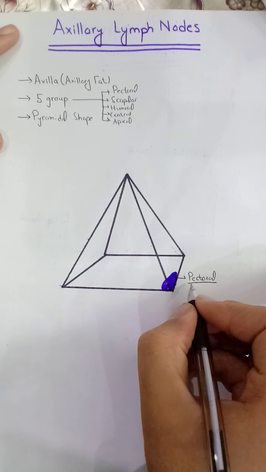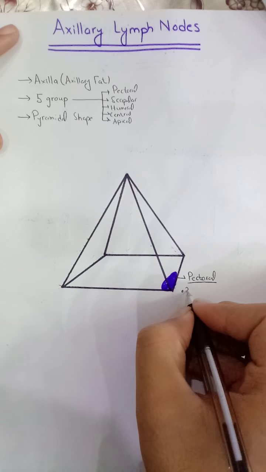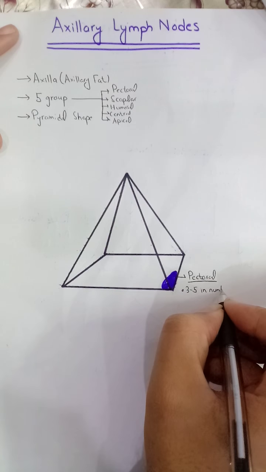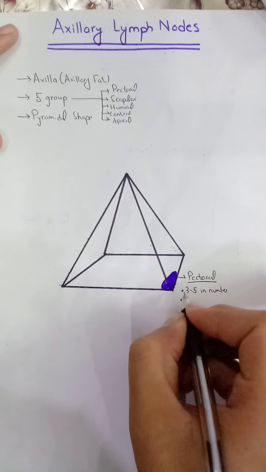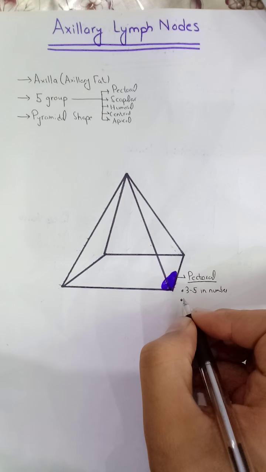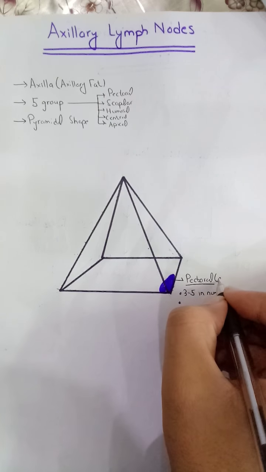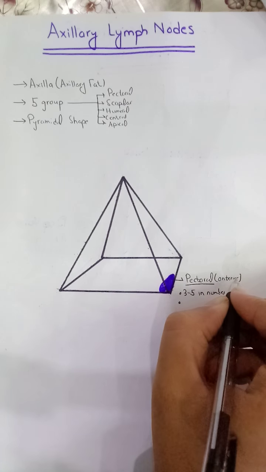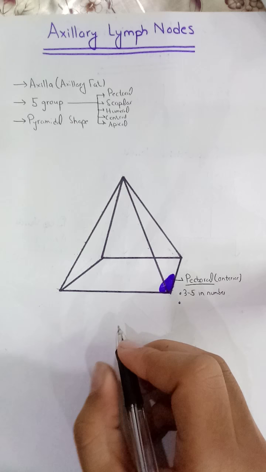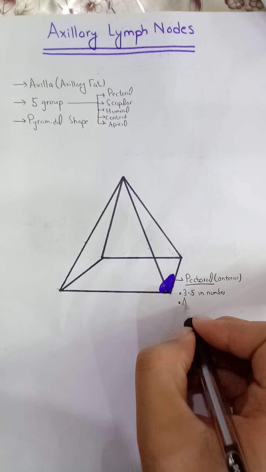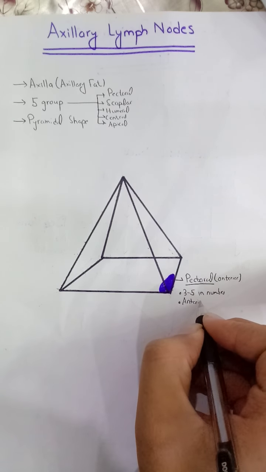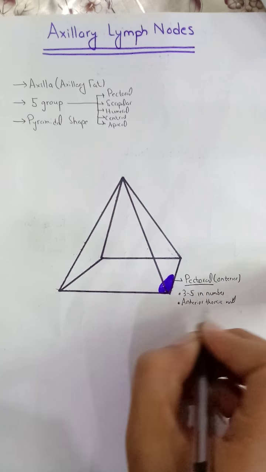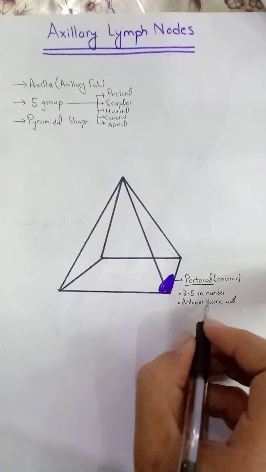Now we will see a brief introduction of these pectoral lymph nodes. They are about 3 to 5 in number, and they will receive the lymph from the anterior wall, as they are also called anterior lymph nodes. Remember this thing. The pectoral lymph nodes are also called anterior lymph nodes, and they will receive the lymph from the anterior thoracic wall.